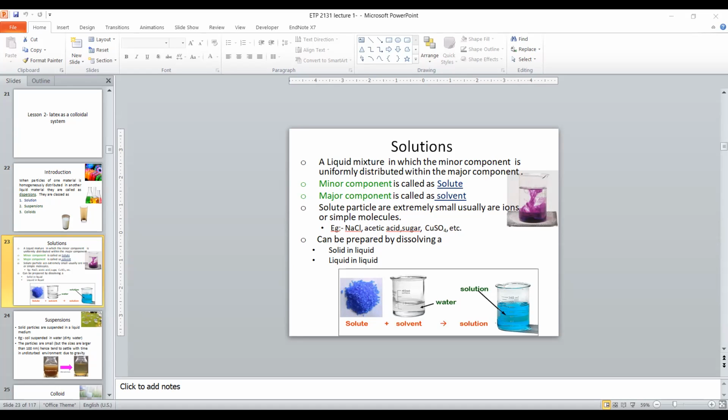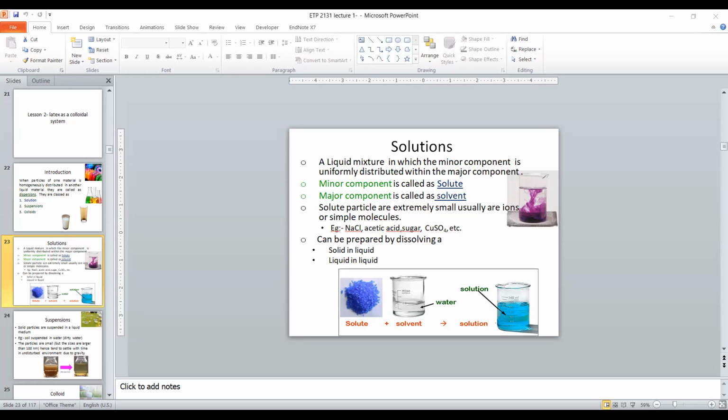So a colloid mostly looks like a solution, but it is not, because you have particles evenly distributed inside the solution. One example is milk, the other example is latex. The third example is blood. You have milk, latex, and also blood. It is a colloidal system.